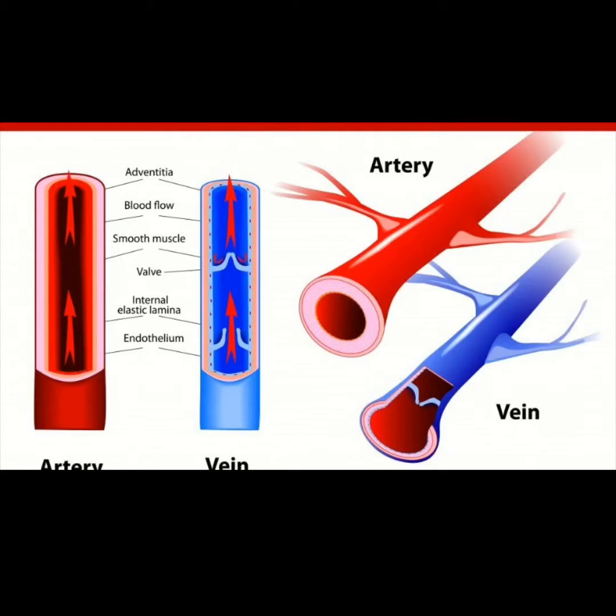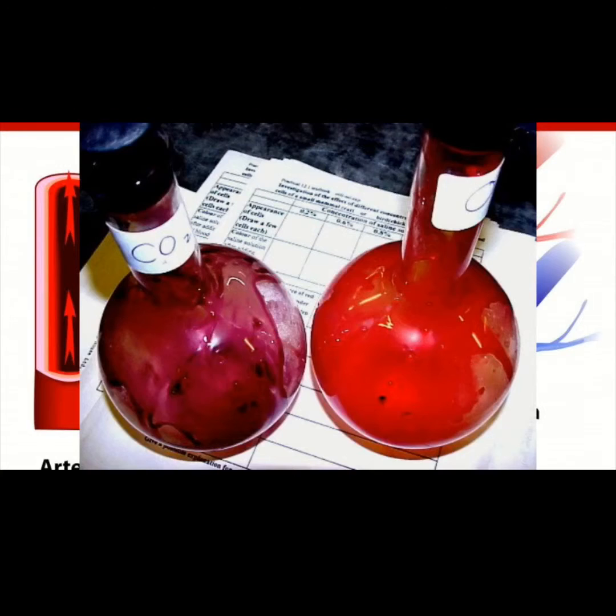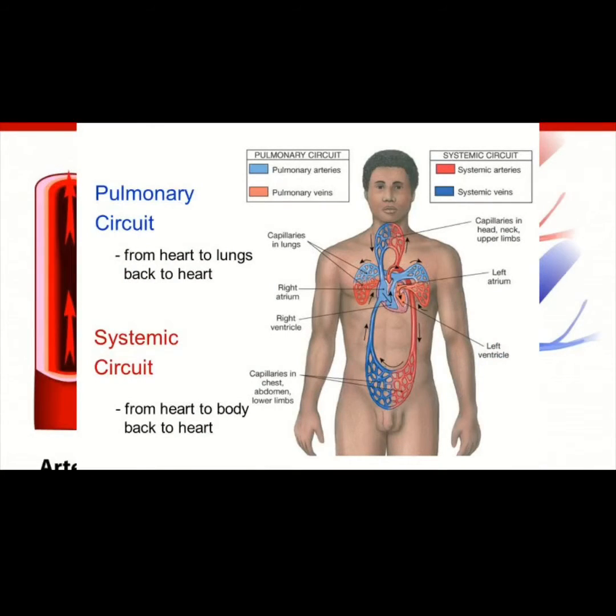On the other hand, the veins carry the deoxygenated blood to the heart, except for the pulmonary veins, which carry oxygenated blood from the lungs to the left atrium. The major or systemic circuit starts in the left ventricle and ends in the right atrium. The minor or pulmonary circuit starts in the right ventricle and ends in the left atrium.